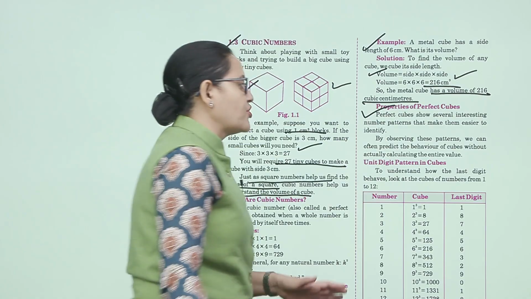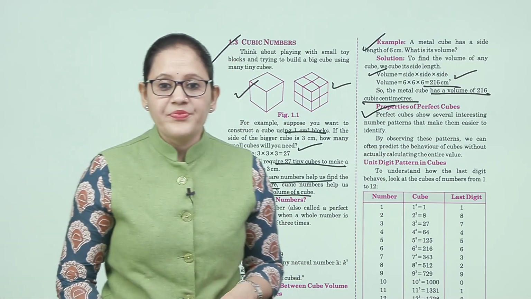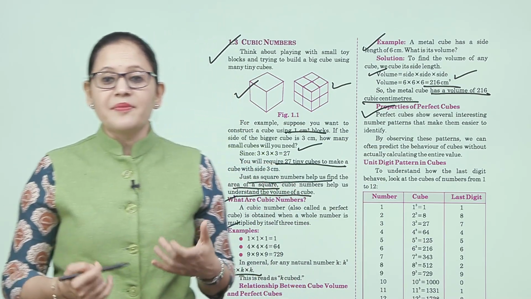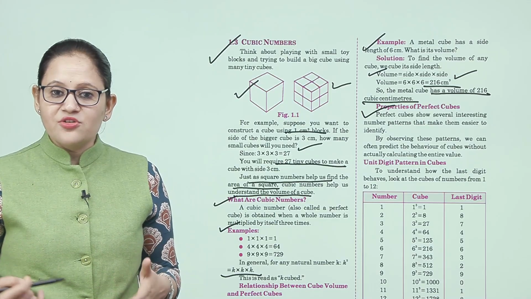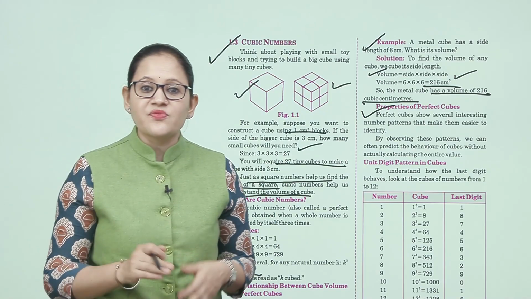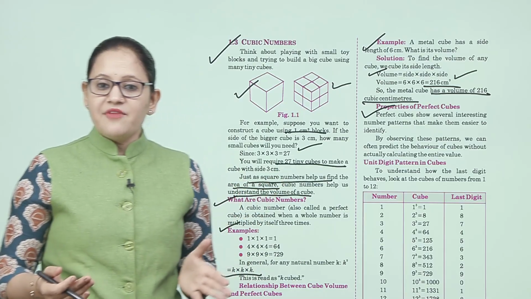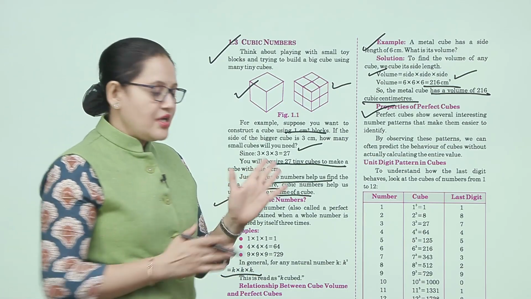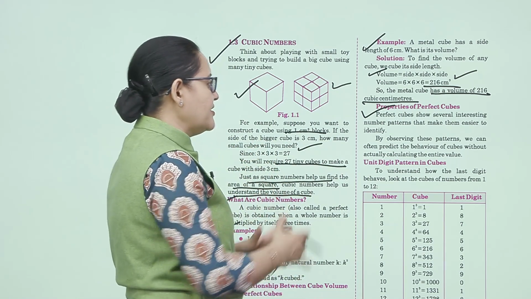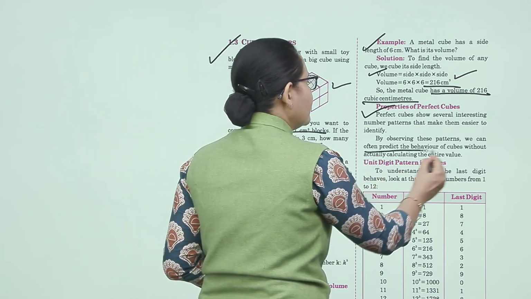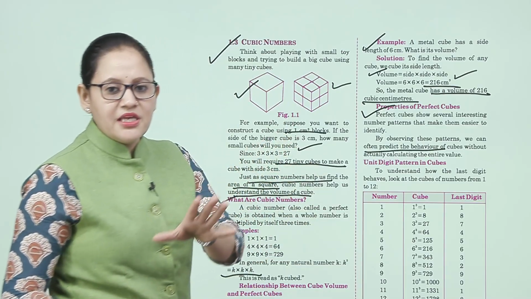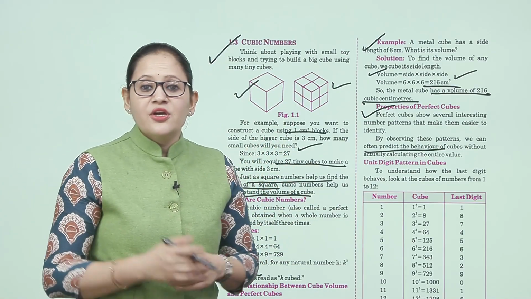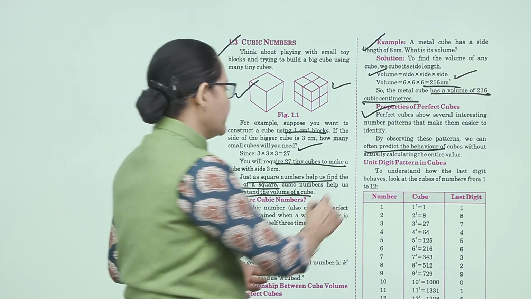Now, properties of perfect cubes. Perfect cubes show several interesting number patterns that make them easier to identify. By observing these patterns, we can often predict the behavior of a cube without actually calculating the entire value. If we know all these patterns, we can predict what will be the unit digit and all that. Unit digit pattern in the cube.